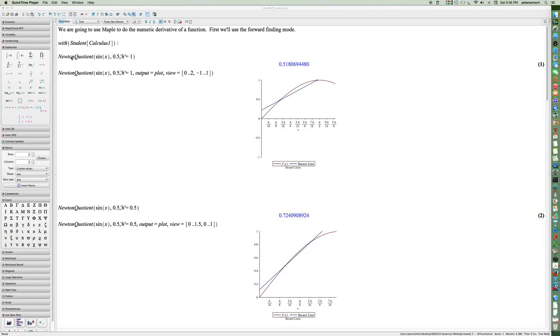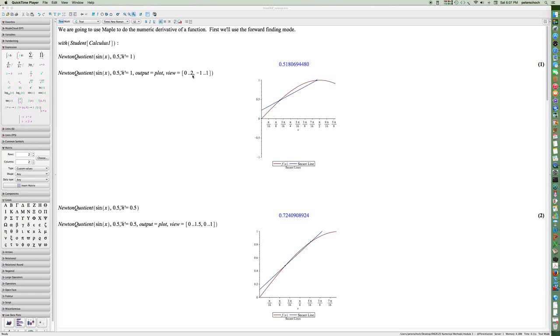The first thing that we do, of course, is take Newton's quotient, sine of x at 0.5. This is the forward finding mode. So it's going to take 0.5 and add 1 to it. So it's going to take sine of 1.5 minus the sine of 0.5 and divide by 1. Notice that's terrible. And you can tell how terrible it is simply by taking a look at the output. Not only do you ask for Newton's quotient in Maple, but you ask for the output as a plot, and you want to view it.